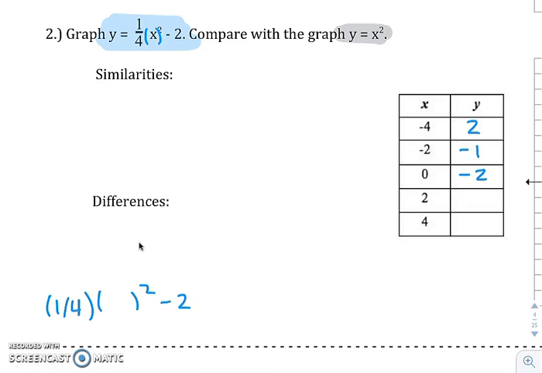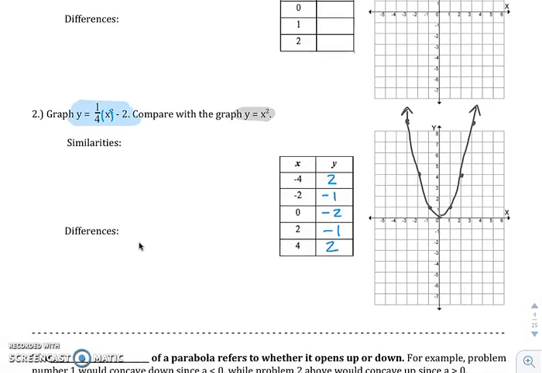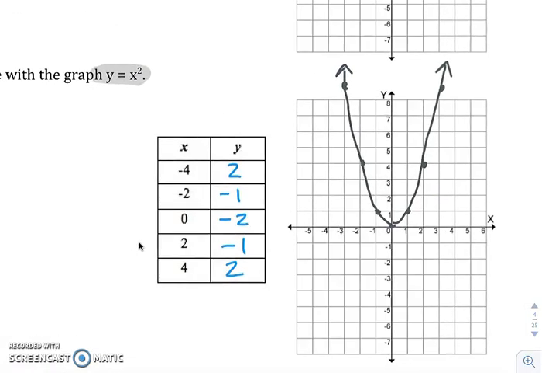Then we plug in 2. 2 squared is 4. 4 times a fourth is 1. 1 minus 2. So you should be getting repeat values because it's symmetrical. So you're going to have these same points. And then when you plug in positive 4, you will get 2 again. So let's go ahead and plot those points. So negative 4, positive 2. Negative 2, 1, 0, negative 2.